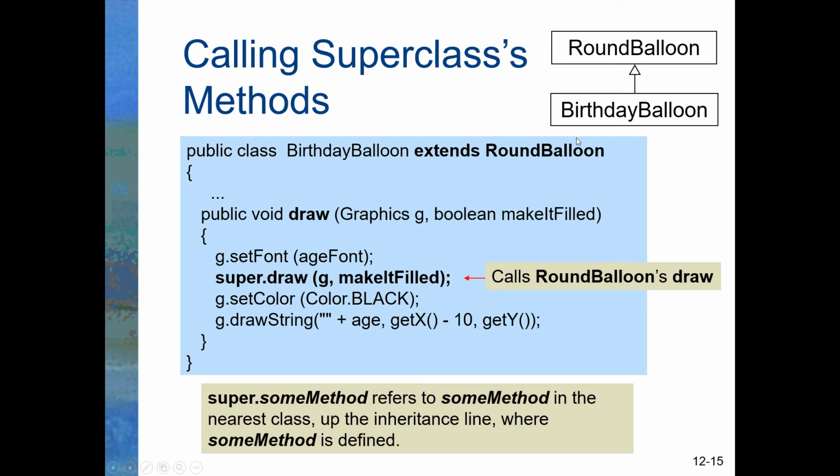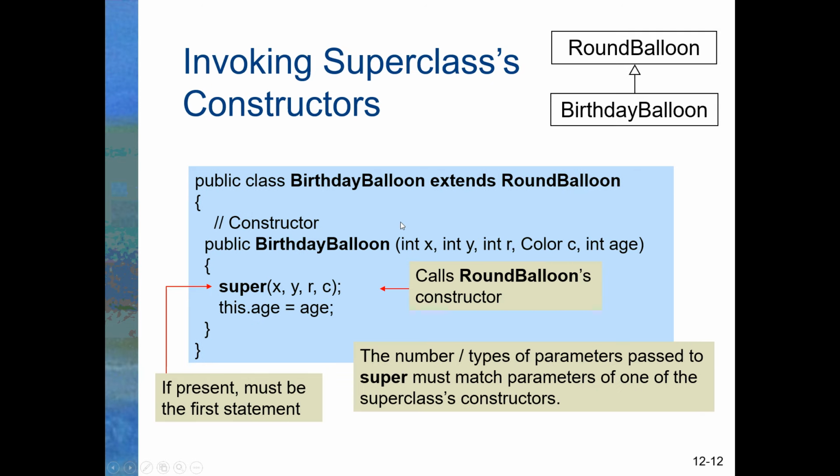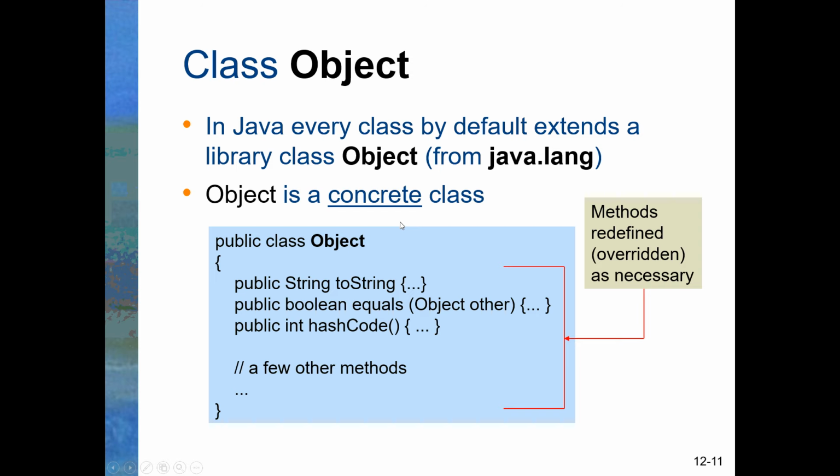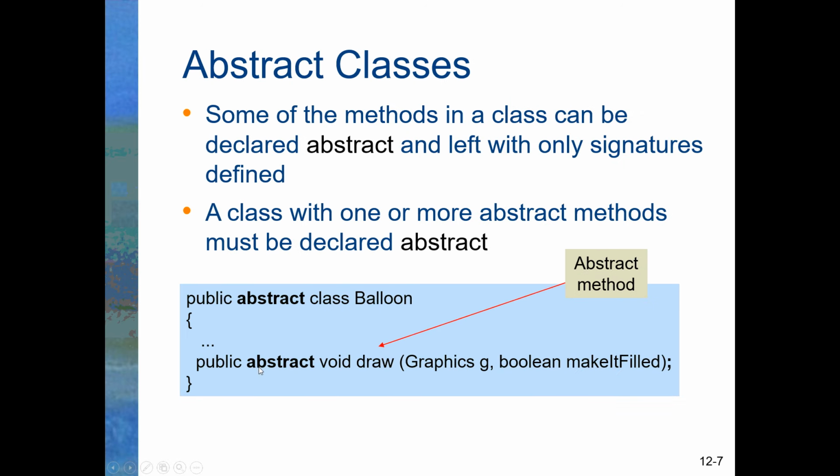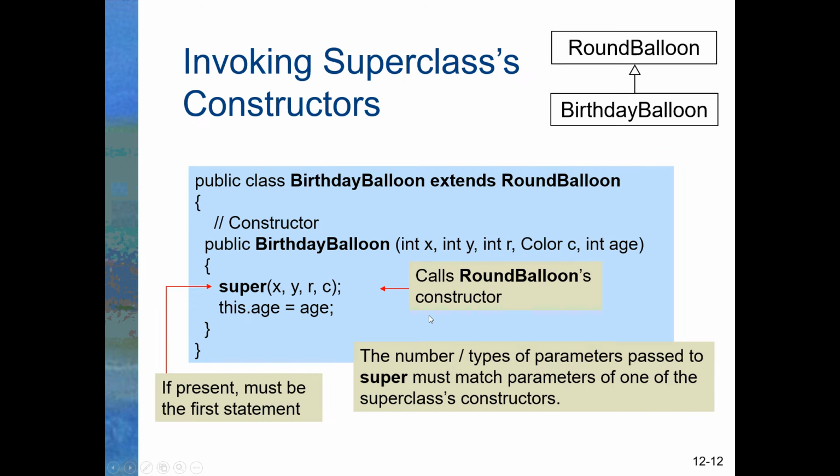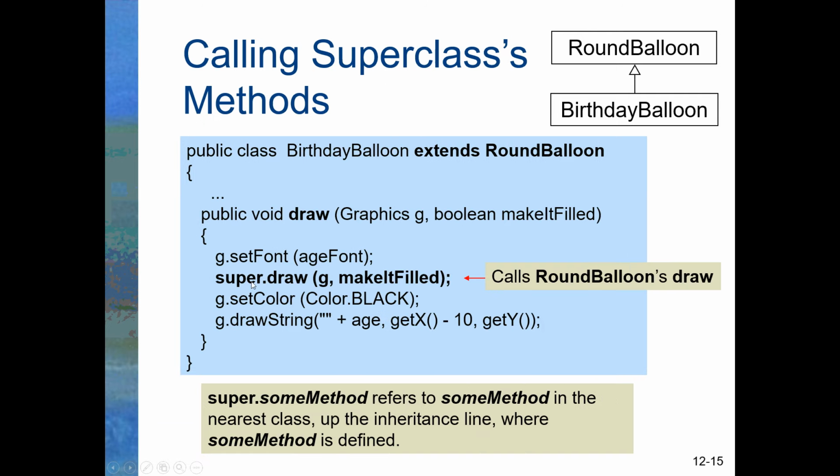If I want to call my superclass's methods, right? So I got birthday balloon now, right? I have extended round balloon, and I want to call the methods that are up inside of here. Then I have to use a super command. So for example, my draw, we had earlier, let's see, here it is, we have public abstract void draw. They have an abstract method called draw that requires you to pass in a graphics variable and a boolean variable, right? And when we call down here, we're actually creating our birthday balloon. We're actually creating a draw method here, which takes in a graphics variable and a boolean called make it filled, whether I'm going to fill it or not.